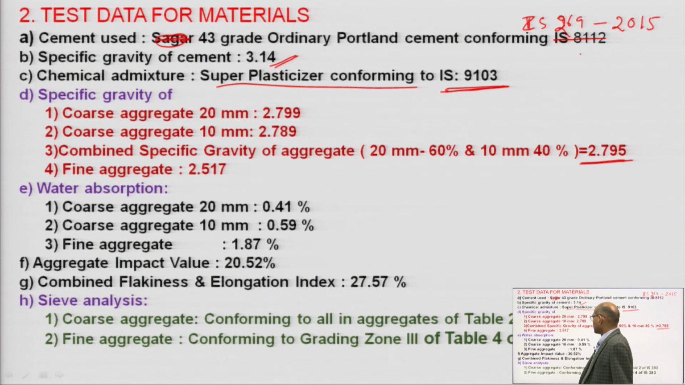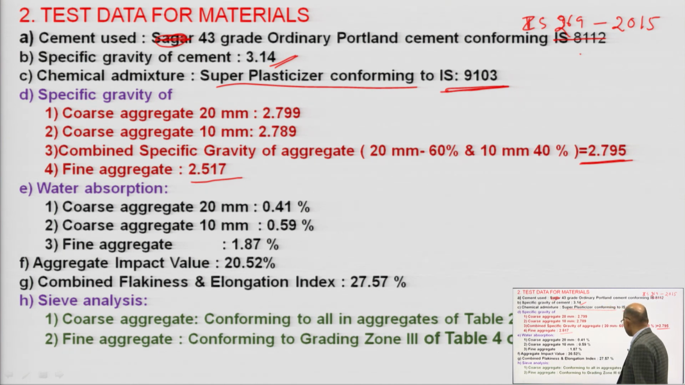Then we have fine aggregate. The fine aggregate specific gravity is 2.517. Water absorption test has also been performed. After performing the water absorption test, we got coarse aggregate 20 mm size having 0.41%, 10 mm down size 0.59%, fine aggregate having 1.87%, aggregate impact value 20.52%, combined flakiness and elongation index 27.57%. If we are designing for road or other purposes, this is a very important parameter.